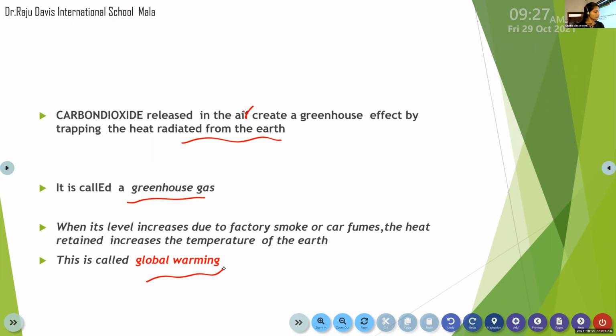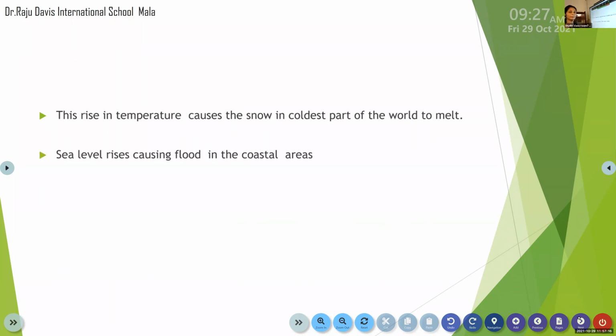So what will happen if the temperature of the earth becomes high or increases, children? The rise in the temperature causes the snow in the coldest parts of the world to melt. When the temperature becomes high, children, the snow begins to melt, which raises the sea level, which causes flood in the coastal areas.